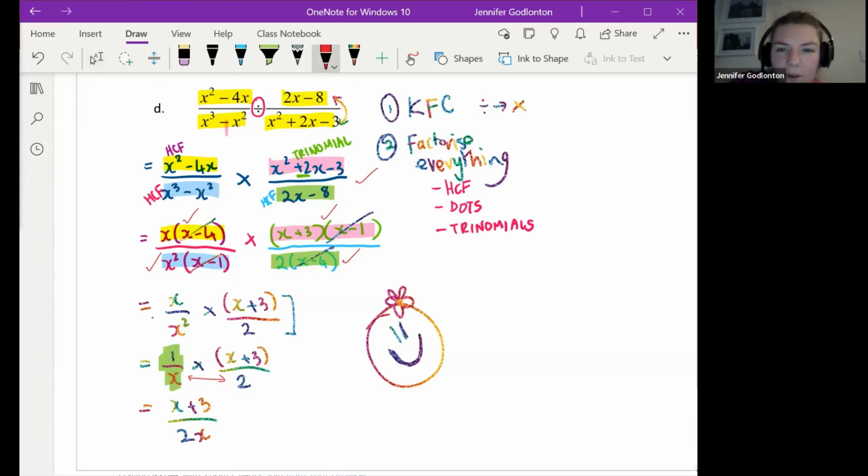Okay, so that would have been 4 marks, 1 mark, and then 1 mark for your final answer. So this would have been out of 6 marks.